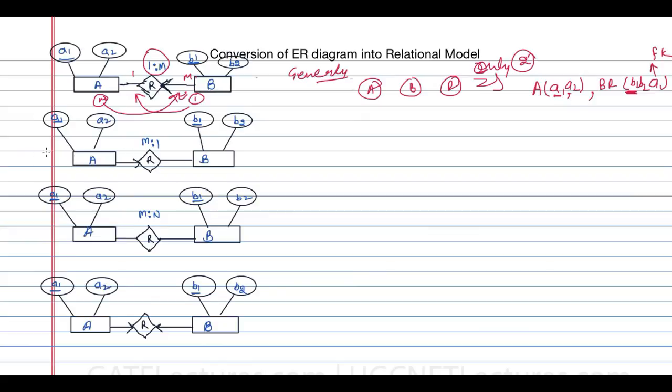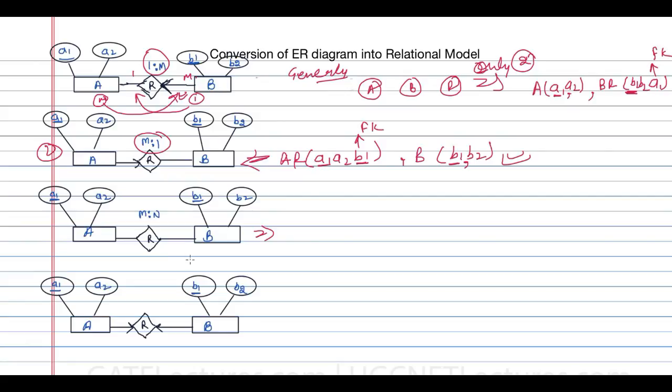Now if you check the second diagram, you can see it is a many-to-one relationship. The difference between the above one and this one will be in how we combine the relation and the entity. So you can make AR the first table, having the attributes A1, A2 and B1, where B1 is acting as a foreign key and A1 is acting as a key attribute. In the same way, the second table contains B1 and B2, and B1 is a key attribute, right? So this is how you can convert this ER diagram into a relation.